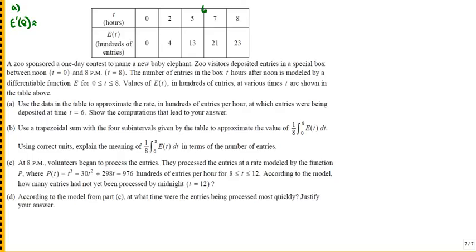So we're going to say e prime at, not at 8, but at 6 is roughly equal to e of 7 minus e of 5 over 7 minus 5. And that turns out to be 21 minus 13 over 2. And so that is 4. And the units there would be hundreds of entries per hour. Okay, so that's part A.